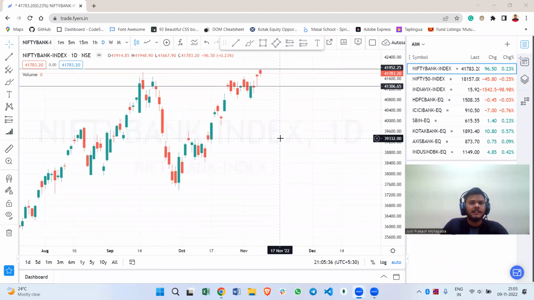Here you can see that the market closed yesterday, and today it opened gap up above the Bank Nifty all-time high. After that it shows some negative movement and trades around 41,780 or 800 level.